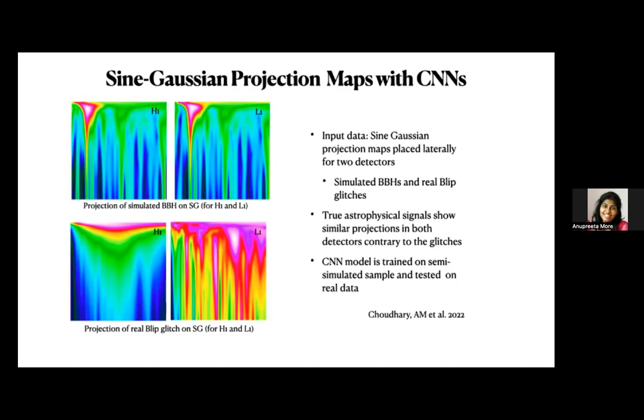Very clearly, what you can see from this comparison is that if you have an astrophysical source like a BBH, then this is where you expect to see the high projection. Whereas if you have a glitch, more specifically a blip glitch, then this is the sort of thing you might see, where there is a projection in one detector and just noise in the other. And also the place where the projection is high is different for a BBH versus a blip.